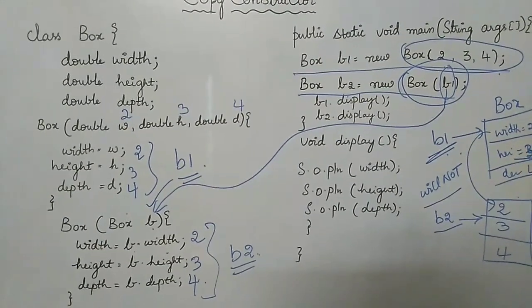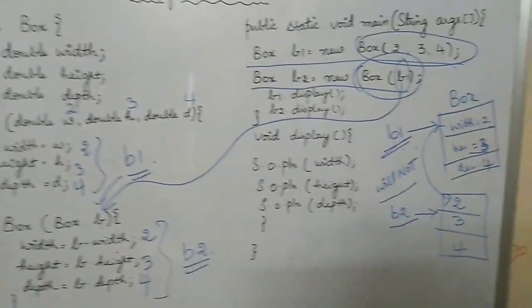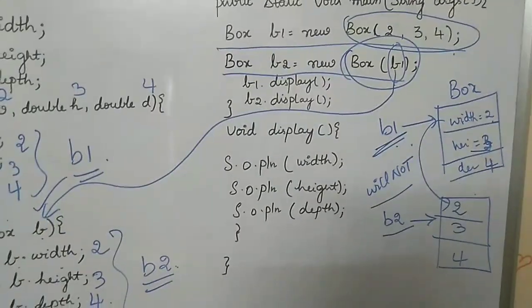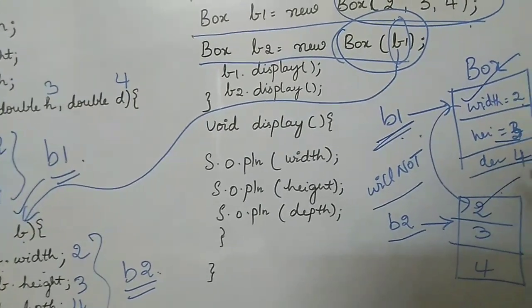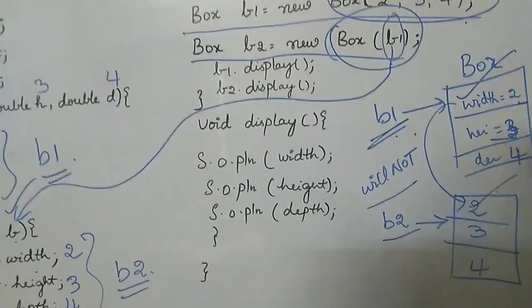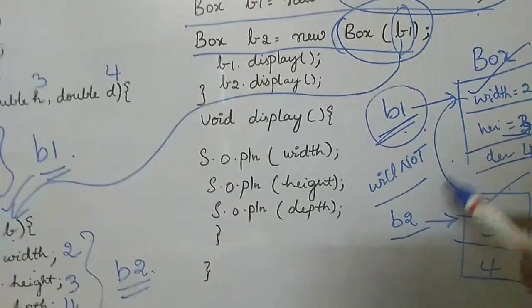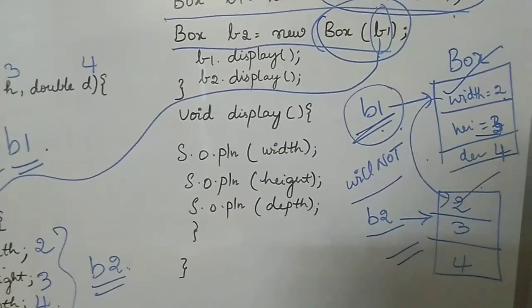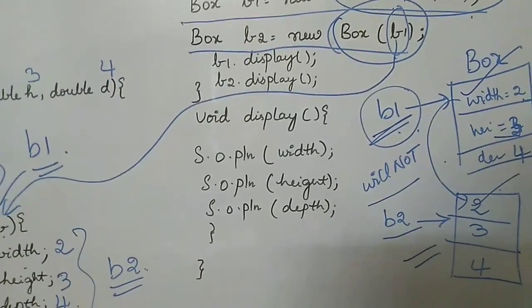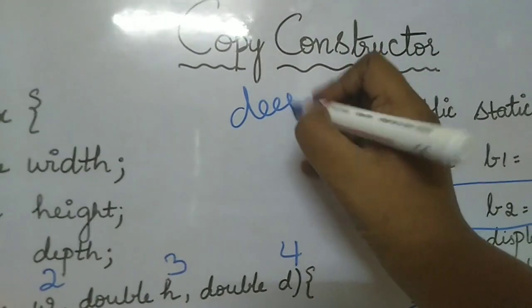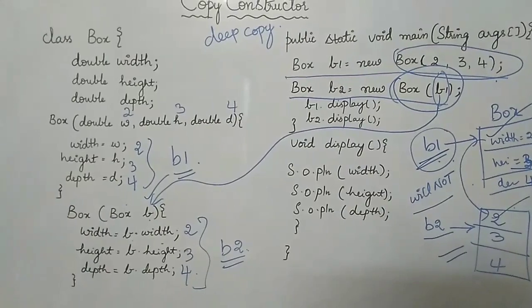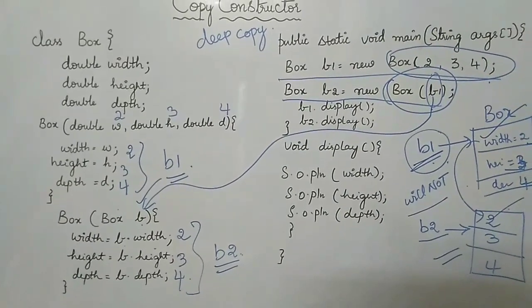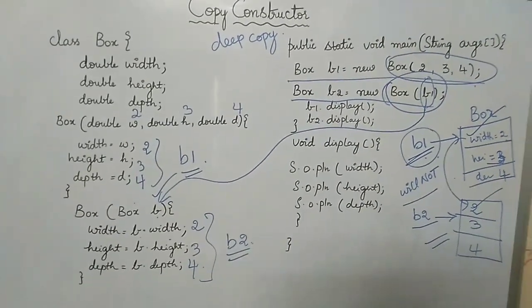Here we are not doing that. In the deep copy, we are making a copy of the variables. So both have their own original values now. If you make any modifications to B1, it will not affect B2, because they both have their individual memory locations inside the heap. This kind of concept is called a deep copy, wherein we create an object with the initial values of an existing object. This is the concept of copy constructor.